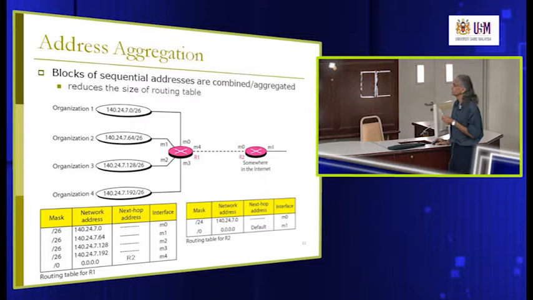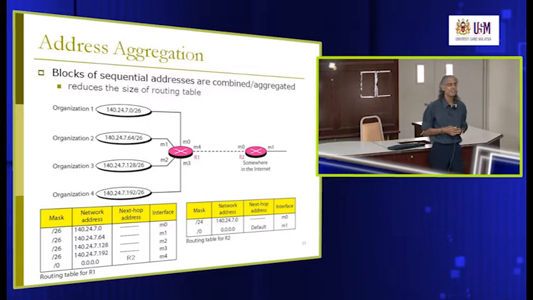So for M2, it doesn't matter whether you are from 0 to 64 or 128, it doesn't matter. As long as you are 140.24.7, you just look at the first three components, that's enough already. I'm going to send it on this particular M0 already, this interface. And then it will come to this router, then this router will decide, okay, now I know. If it's between 0 to 63, it will go here. If it's between 64 and 127, then it will go here, M1, and so on. So as far as R2 is concerned, I can combine all this into one aggregate network address. Right? That's what he's trying to say.